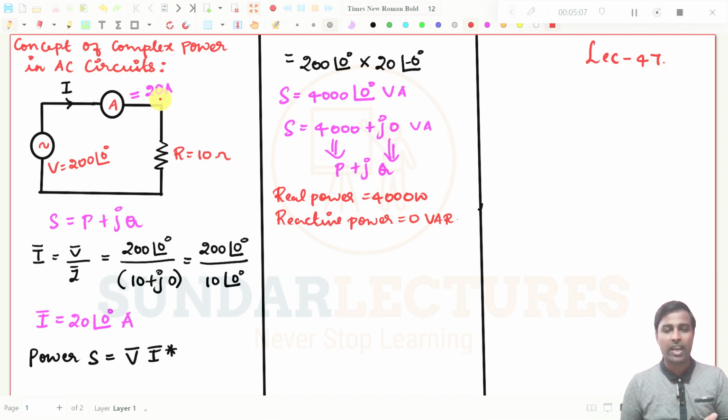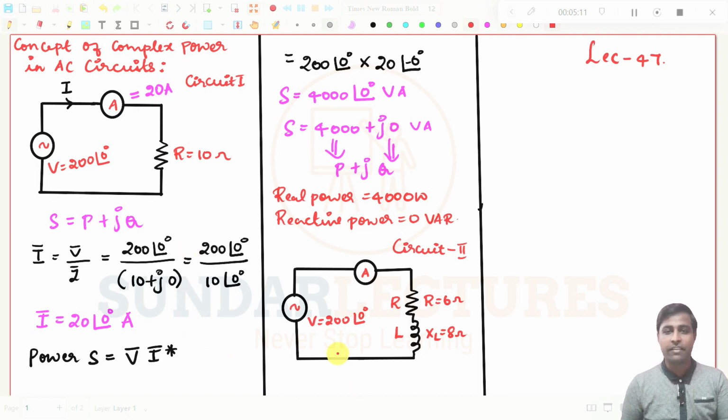Now I am going to take another circuit. I have taken another circuit. This is circuit number 2, and we will call the previous one circuit number 1. In this circuit, we have the same voltage source, 200 at an angle of 0 degrees, but R is equal to 6 ohms and L is equal to 8 ohms.